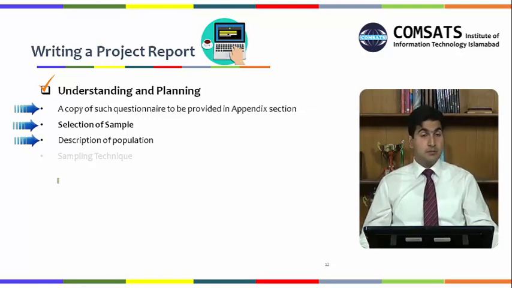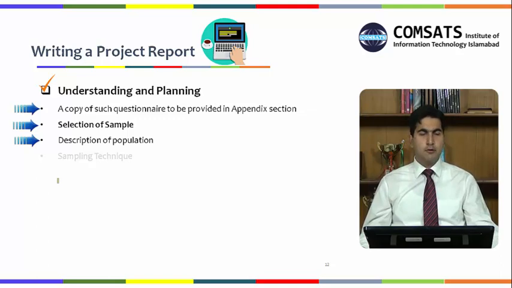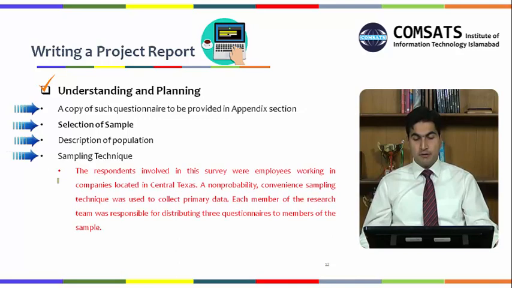And there is another one coming to mind, convenience sampling. A sampling technique used for convenience, whatever suits the convenience of the study, you apply it. So the respondents involved in this survey were employees working in companies located in Central Texas. That's how you got your respondents. Then the non-probability convenience sampling technique was used to collect the primary data, and each member of the research team was responsible for distributing 3 questionnaires to members of the sample.